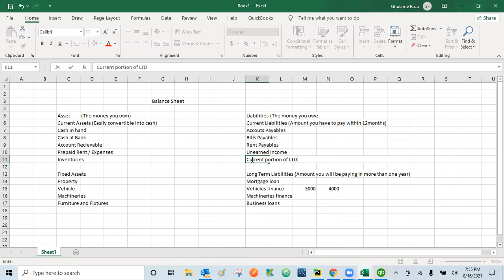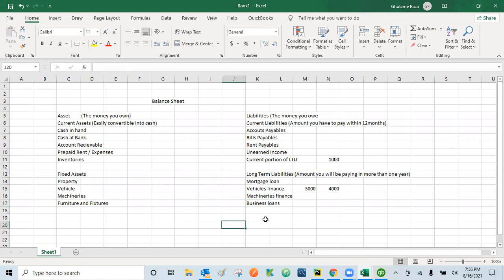long-term debt. So you can type it in small. Long-term liability is also called long-term debt. So long-term debt, 1,000. Vehicle finance is 5,000. You'll be paying 4,000 starting next year, but this year you'll be paying $1,000. So this $1,000 will be part of your current portion of LTD. Because you have to pay it within 12 months, that's why it will be part of your current liabilities. It's not only for vehicle finance; you can think the same way for your mortgage loan, your machinery finance, and your business loan. Whatever part of your long-term loans you need to pay within this year, you put that amount in the current portion of long-term debt and in your current liabilities. That will give you the real picture of the business, how much cash you need to keep in the safe zone.